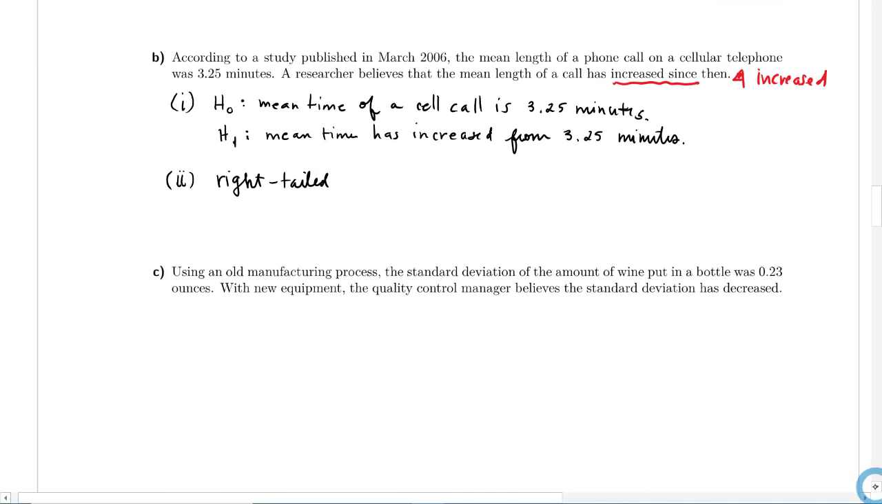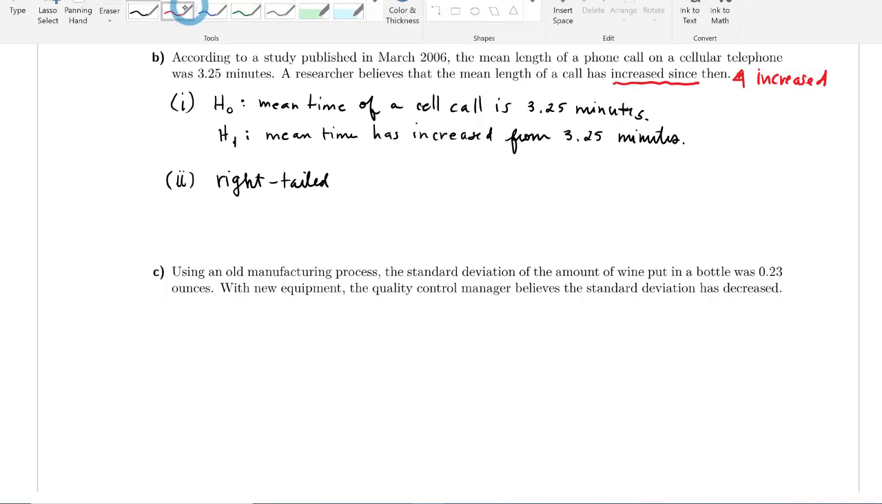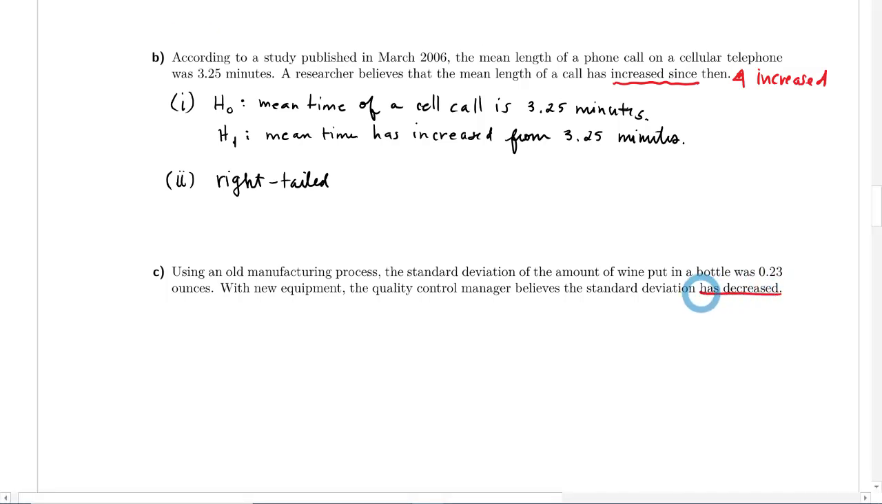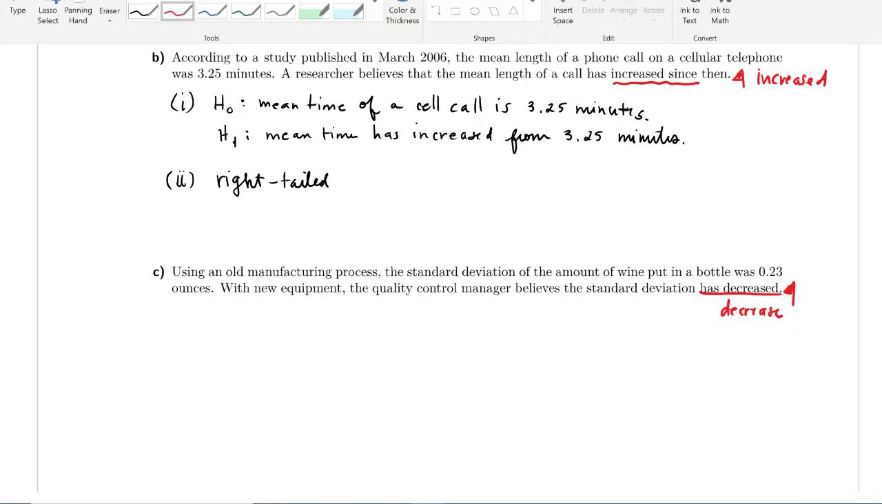The last example is the manufacturing process of wine. We said the standard deviation of the wine in a bottle was 0.23 ounces. With new equipment, a QCM believes that the standard deviation has decreased. So the red flag is the decrease, and we know that this is going to be left-tailed.